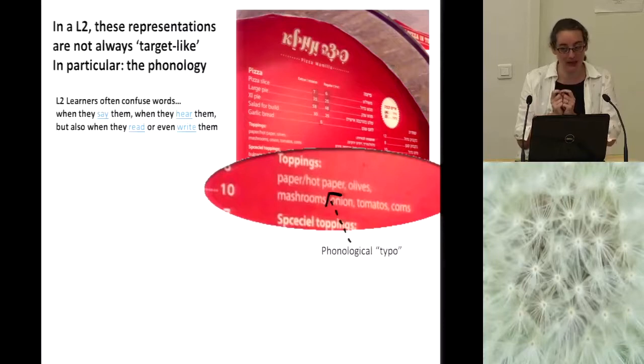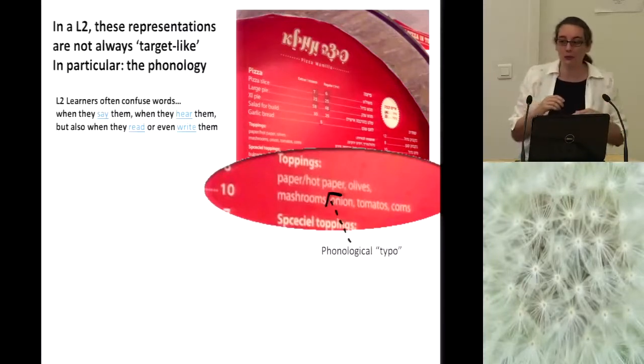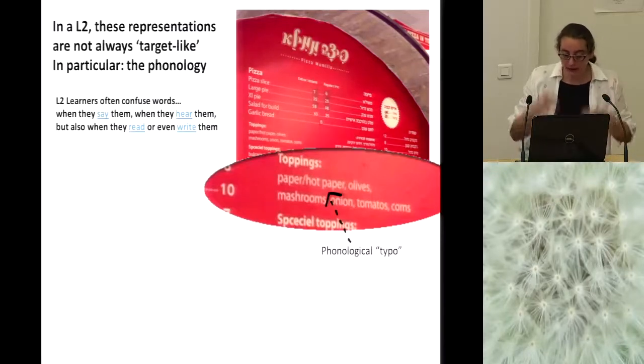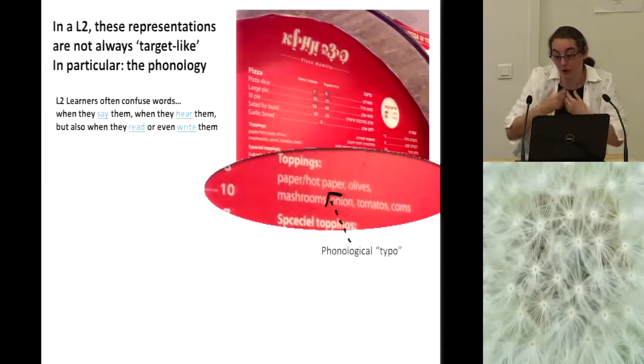It's a very interesting typo because it suggests that the maker of the sign has confused, obviously they're not putting paper on the pizza, they probably meant peppers, right? Pepper, red pepper, hot peppers, not paper. So what's going on here is that probably the maker of the sign has a vowel confusion in their mind, and it comes out when they write the words.